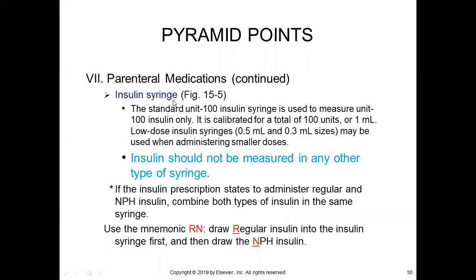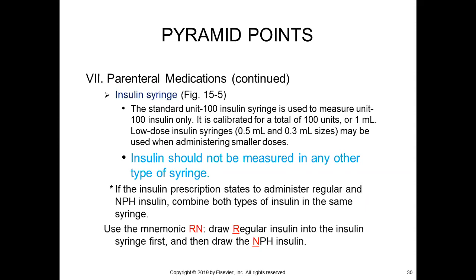And the insulin syringe. So the standard unit is 100. The insulin syringe is used to measure U-100 insulin only. So insulin should not be measured in any other type of syringe. Only we use the insulin syringe.